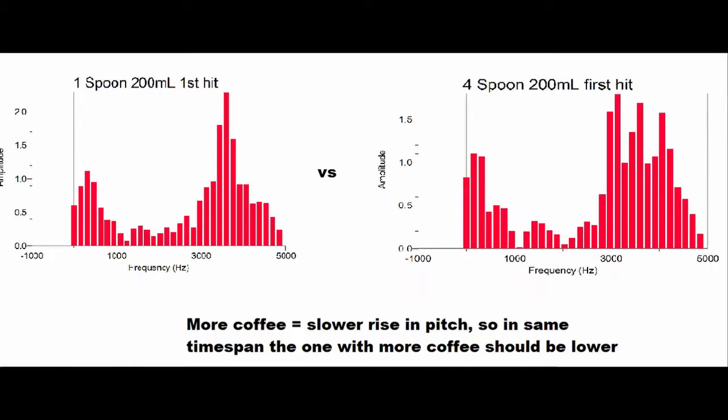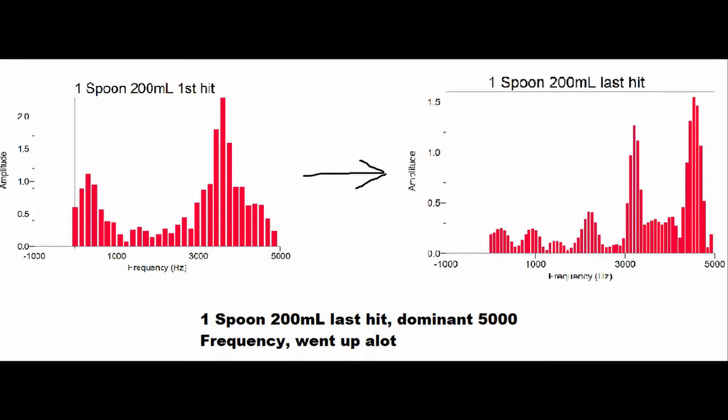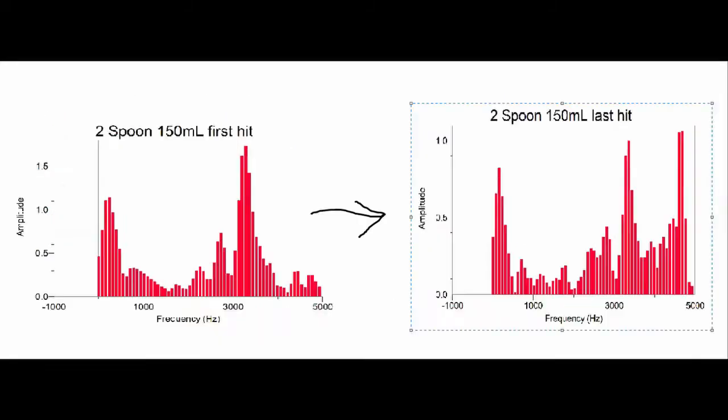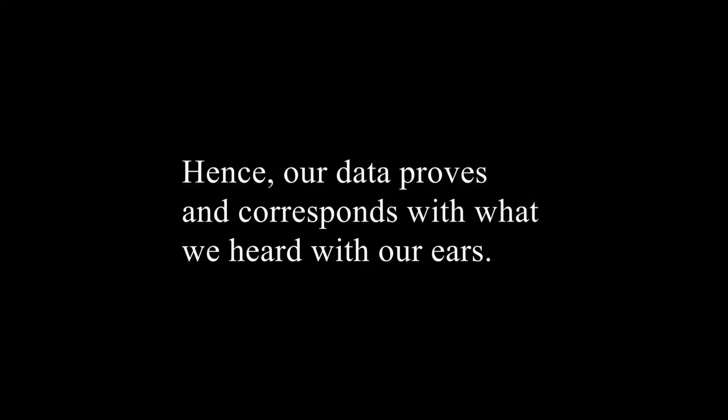We know that the more coffee, the slower the sound goes up. We see from our graph that the first hit of both cases has identical graphs. However, the 1 spoon sample ends with a high 5000 Hz being dominant. The 4 spoon one ends with 3000 Hz still being dominant, but a bit of 5000 Hz in there. So it is higher than the starting, but not that much higher. This is also the case with our other recordings. Hence, our data corresponds with the results that we heard with our ears.